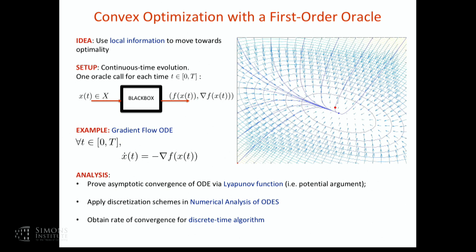And then the kind of analysis that we'll try to do is to either use a conservation principle or a potential principle, which in this case is called the Lyapunov argument, to get asymptotic convergence of a dynamic. And then we're going to use very simple, well-understood schemes in the numerical analysis of ODEs to discretize these curves. Because these curves are useless if we cannot discretize them.